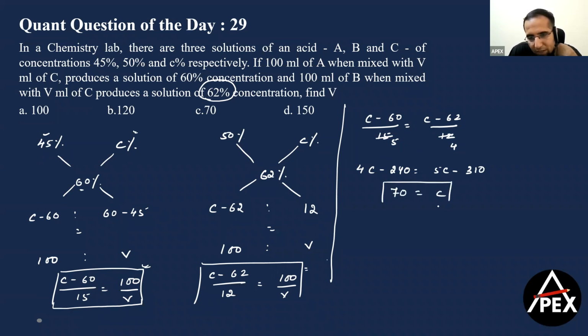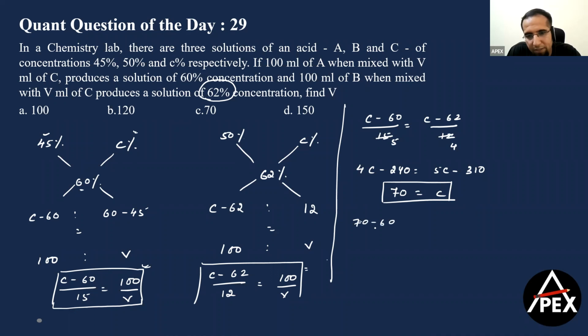Now, do not commit the mistake. The value of C is equal to 70, but the question has not asked you the value of C. And you see that 70 is also one of the options, so be a little careful. C is not what we are intending to calculate. We want the value of V. Let's replace in any one of the equations.